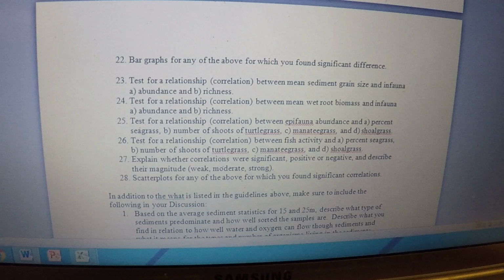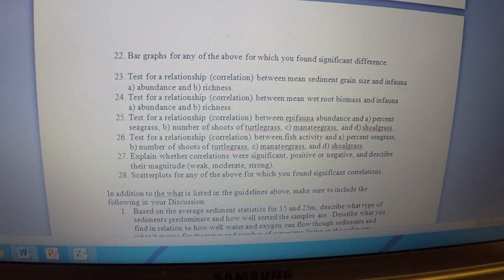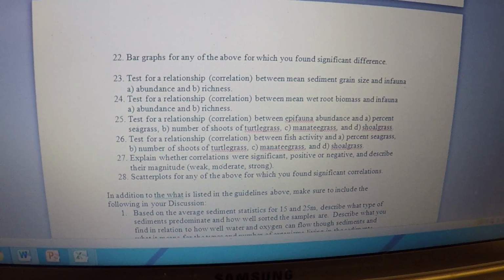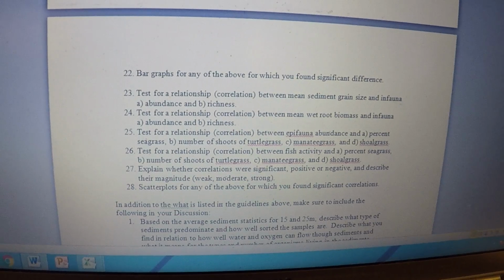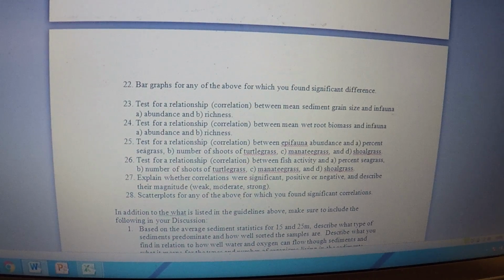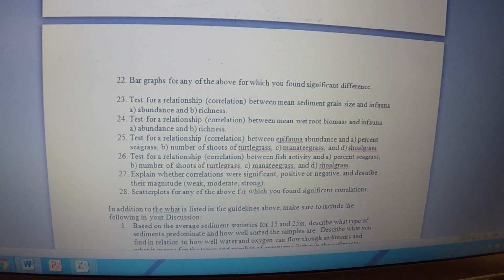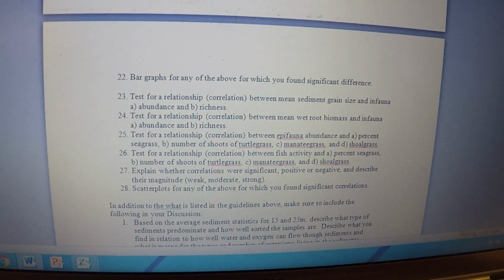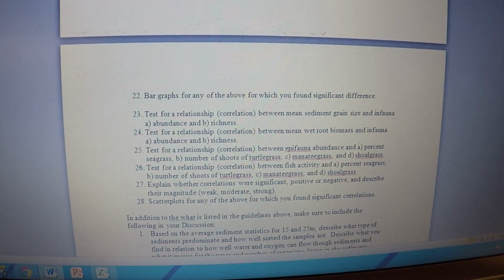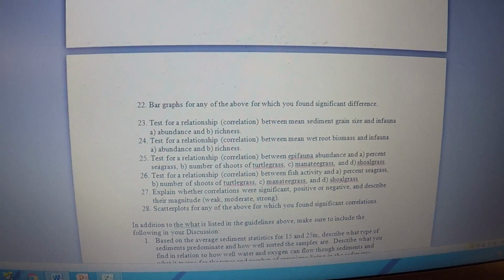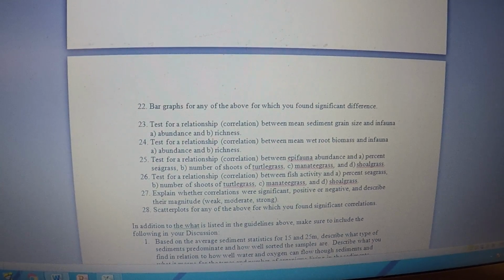We're going to test for a relationship between fish activity and percent seagrass and the number of shoots of each seagrass. And then we're going to explain whether correlations were significant, positive or negative, and whether they were weak, moderate, or strong. If the correlations are somewhere around 0.1, 0.2, 0.3, that's weak, 0.4, 0.5, 0.6, that's moderate, 0.7, 0.8, 0.9, that's strong. And the same thing if you have negative numbers: -0.1, -0.2, -0.3 weak, -0.4, -0.5, -0.6 moderate, -0.7, -0.8, -0.9 strong.